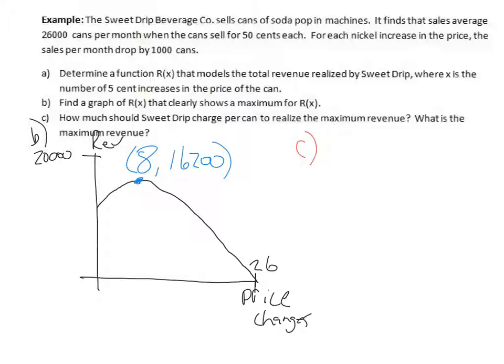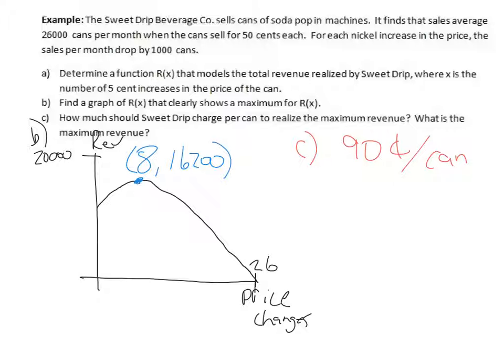First of all, they ask what should we charge? Well, 8 is not the price, 8 is the number of price changes that they've had. If they were to add 8 nickels, think about how much money that is. 8 times 5 is 40. So they're going to add 40 cents to the original price. That means in the end, the price is going to be 90 cents per can. Okay, so that's one answer.